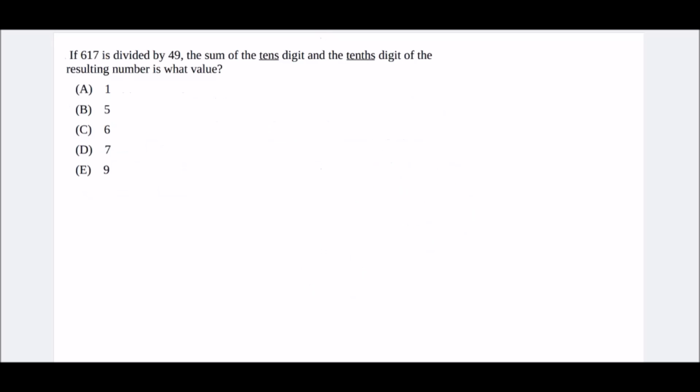Our next question is, if 617 is divided by 49, the sum of the tens digit and the tenth digit of the resulting number is what value? We have to divide 617 by 49. You can solve it by simply using the calculator also, because the basic calculator is given on the exam. So we'll divide 617 by 49 on the calculator. 617 divided by 49 is equal to 12.5918 and remaining values.